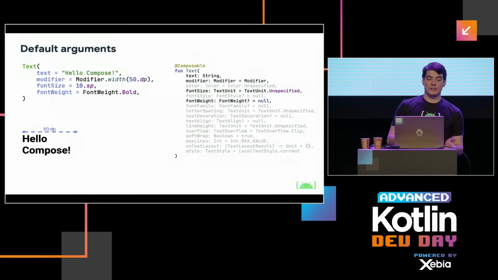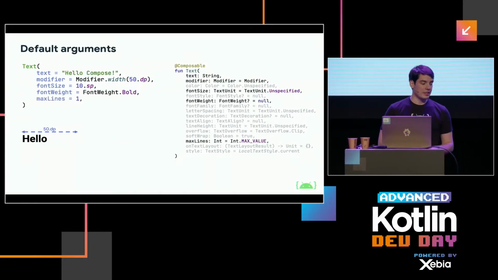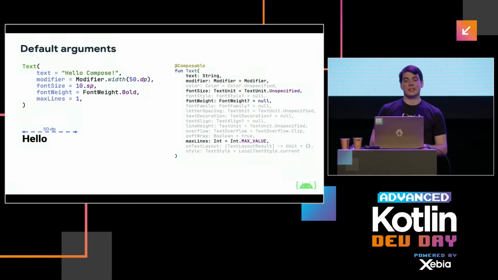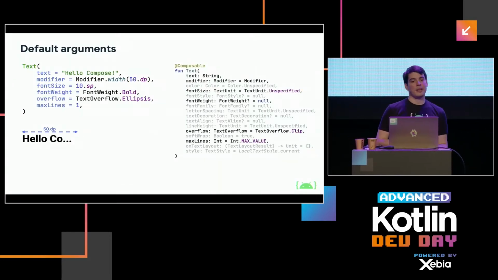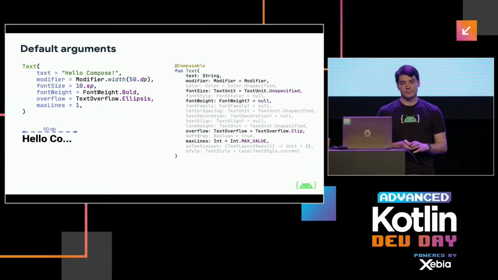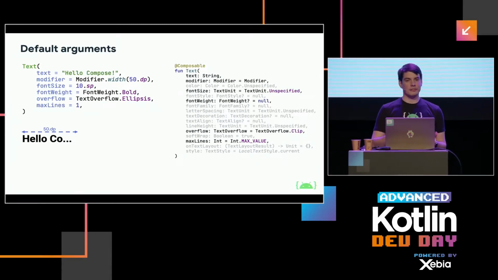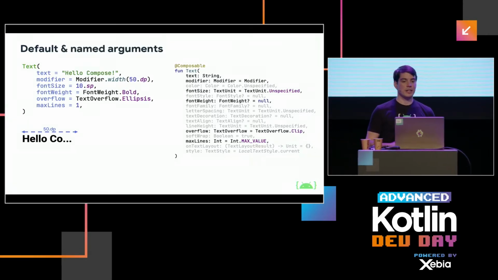I could add a modifier to limit the width of the text that's being displayed. That would now break it into multiple lines. I could limit the number of lines that the text can have. And if I don't like this behavior, which is that anything overflowing is clipped off by default, I can also specify that parameter and ellipsize anything that doesn't fit within the constraints here. And it's not only default arguments that make all of this flexibility possible in Compose, but also named arguments.